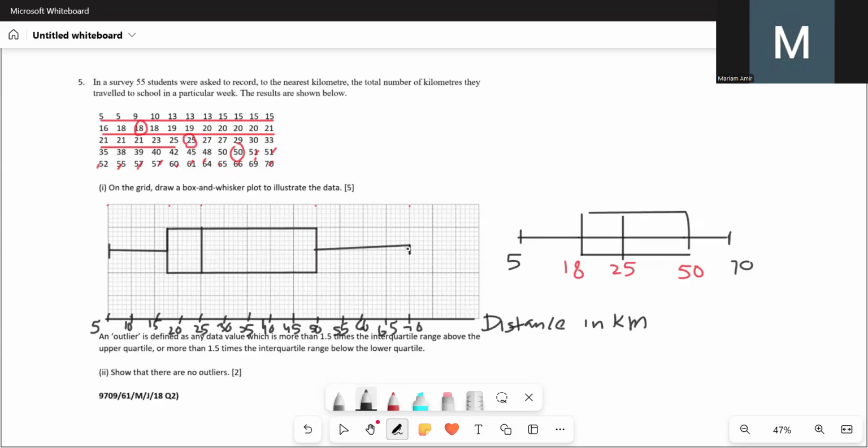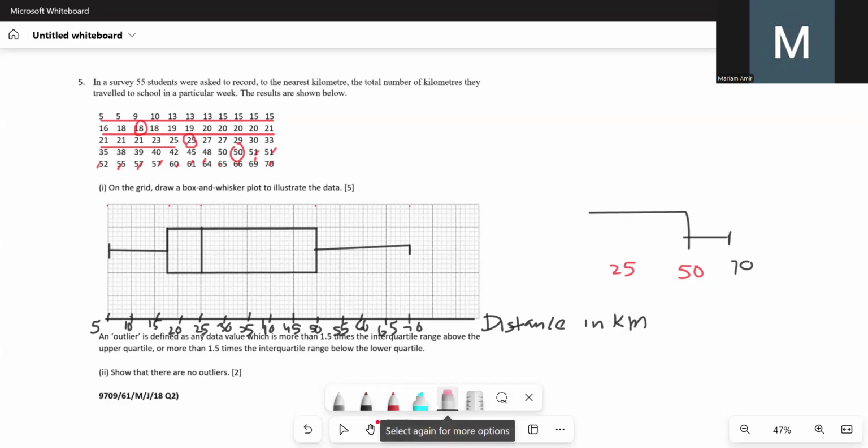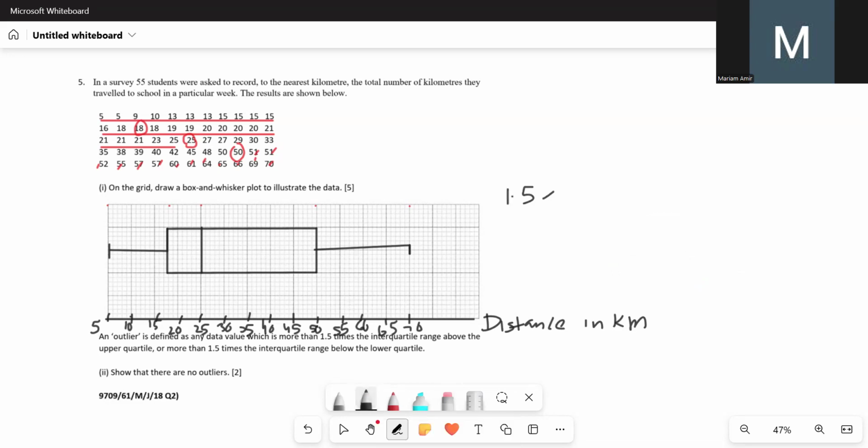Okay, next part. An outlier is defined as any data value which is more than 1.5 times the interquartile range above the upper quartile or more than 1.5 times the interquartile range below the lower quartile. Show that there is no outlier. Okay, so an outlier is considered to be an extremely big data value as compared to all the other data values. And what defines extremely big? It needs to be 1.5 times the interquartile range.